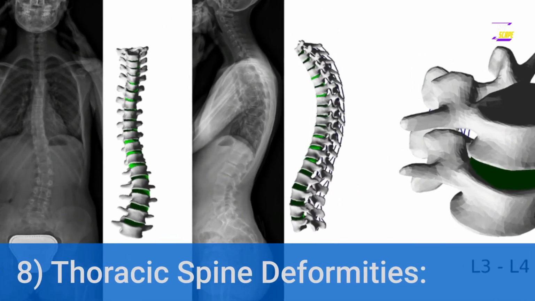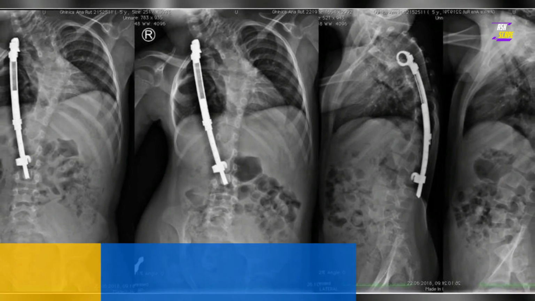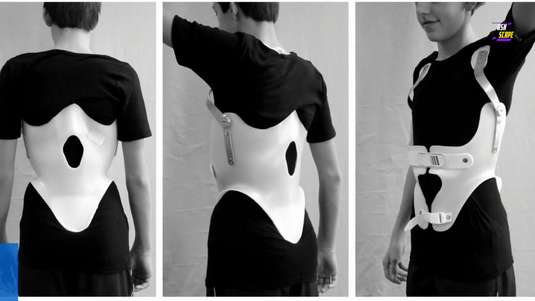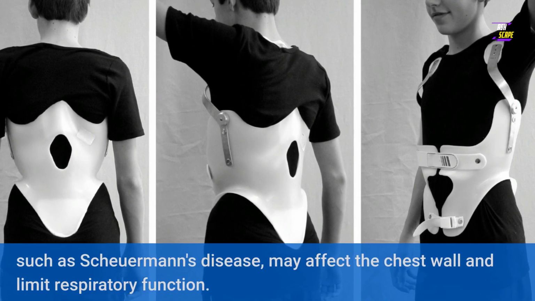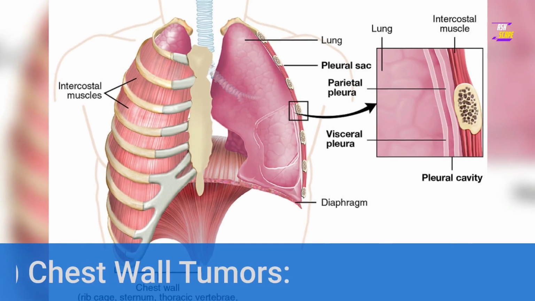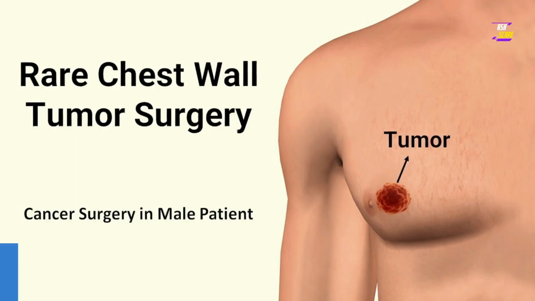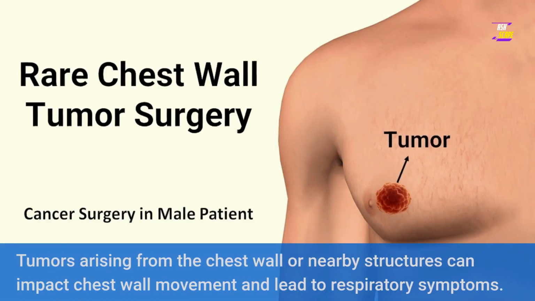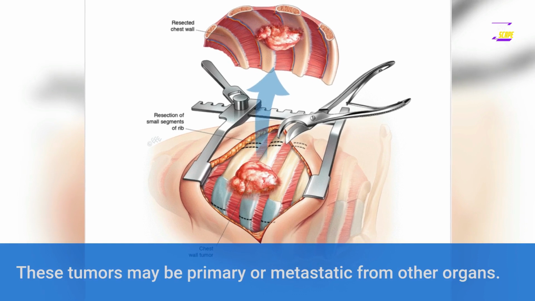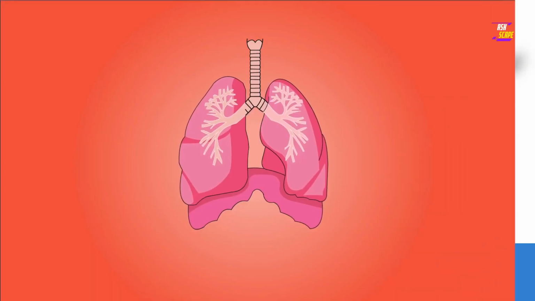8. Thoracic spine deformities. Certain congenital or acquired deformities of the thoracic spine, such as Scheuermann's disease, may affect the chest wall and limit respiratory function. 9. Chest wall tumors. Tumors arising from the chest wall or nearby structures can impact chest wall movement and lead to respiratory symptoms. These tumors may be primary or metastatic from other organs.